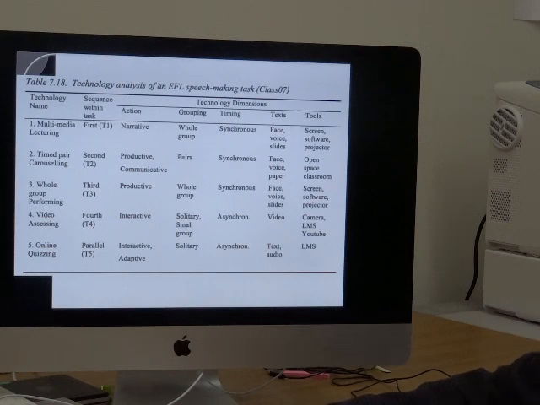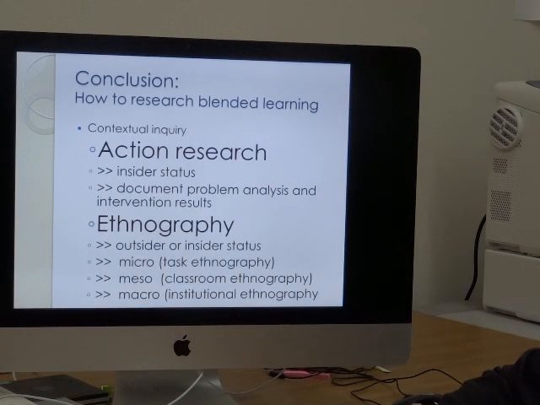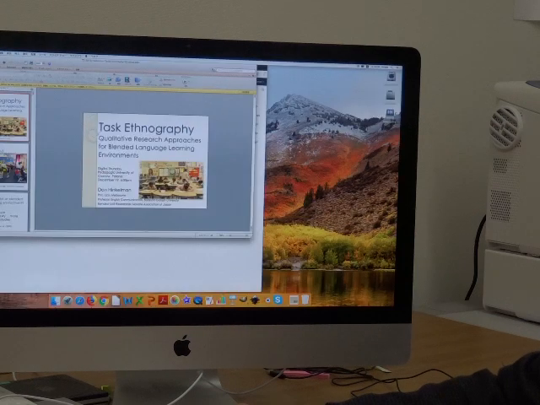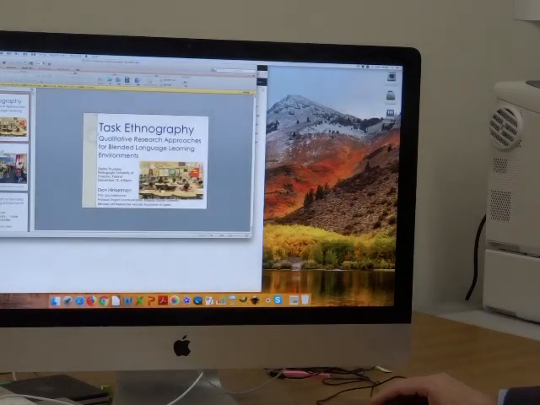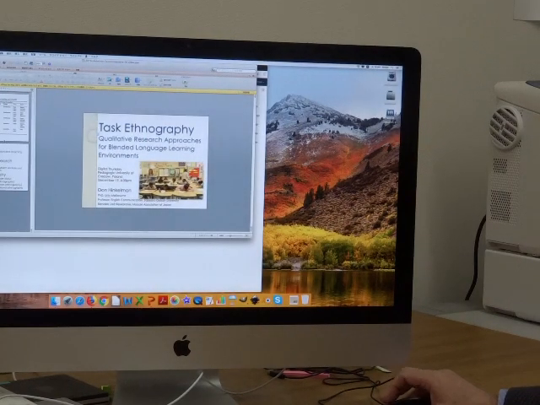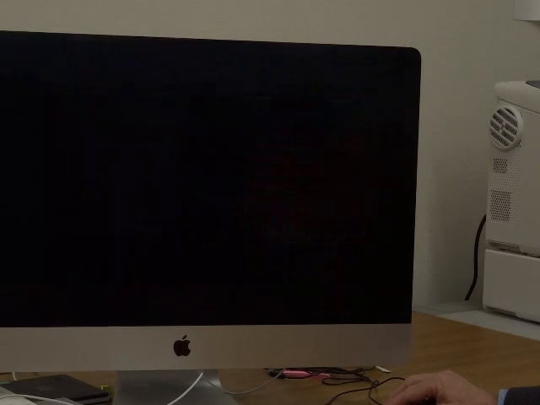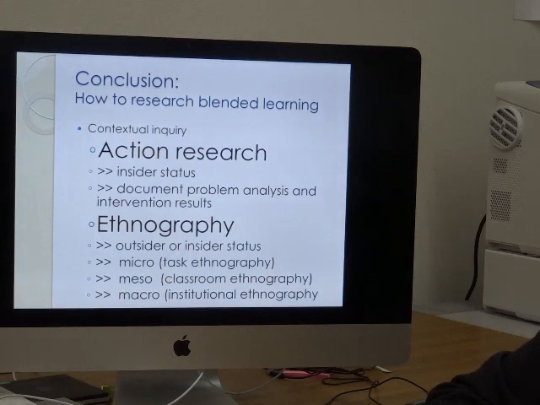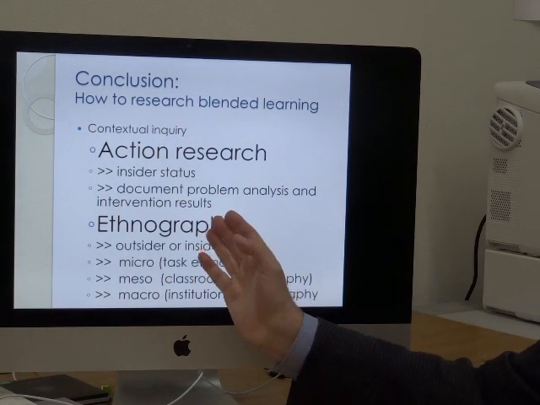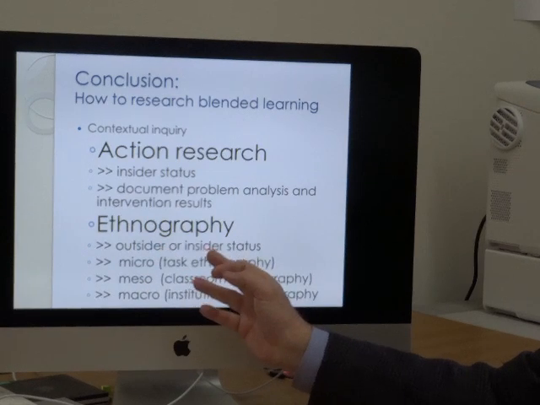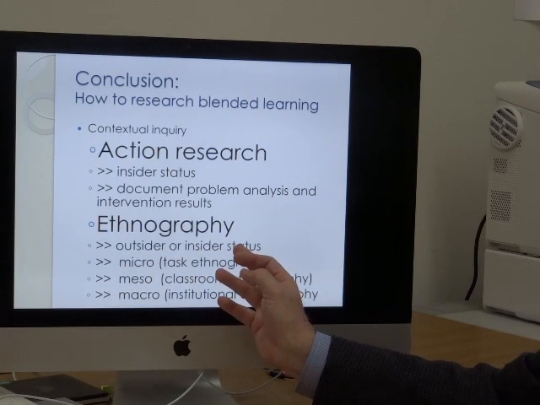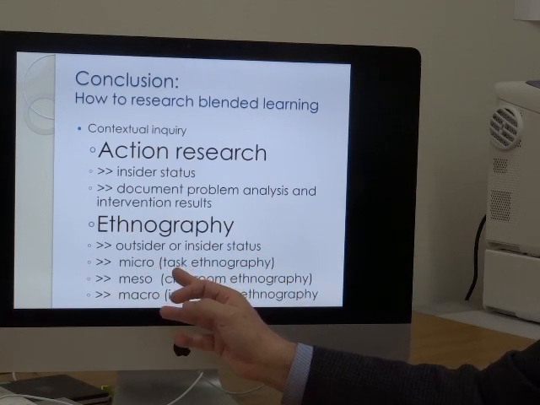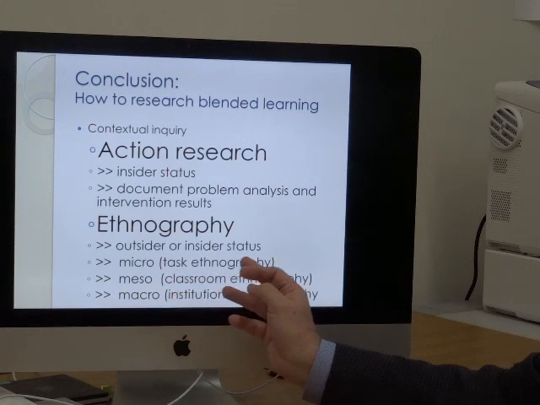And I believe every teacher can use the framework of dimensions to do an ethnographic study of their classroom and of a particular task that they do in their classroom. Finally, this is my conclusion, that contextual inquiry requires action research and ethnography, where you do outsider or insider study of what's happening in your classroom and what's happening in the language learning task that they are learning.